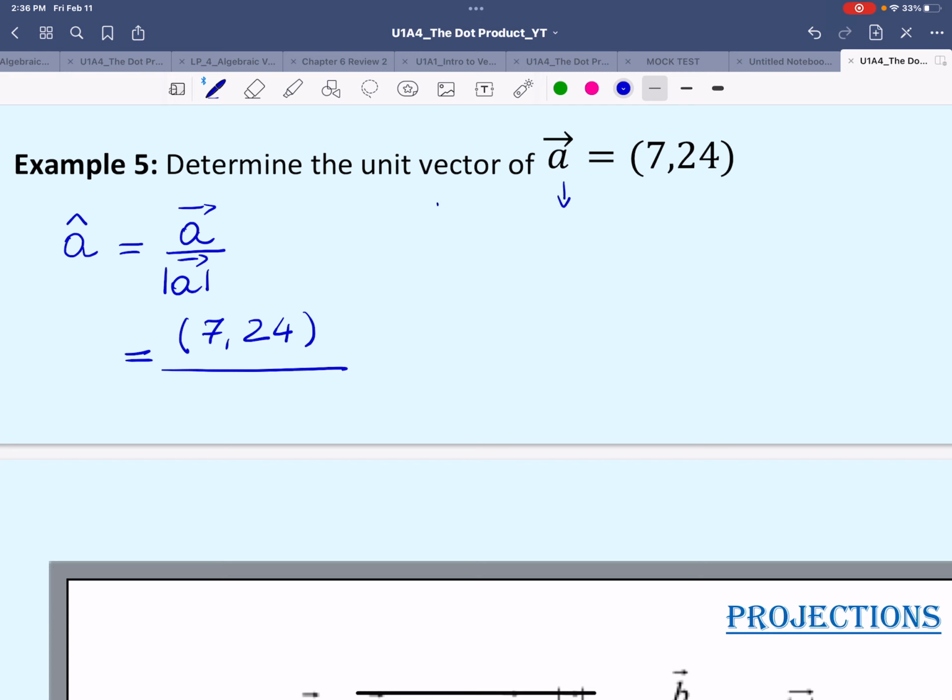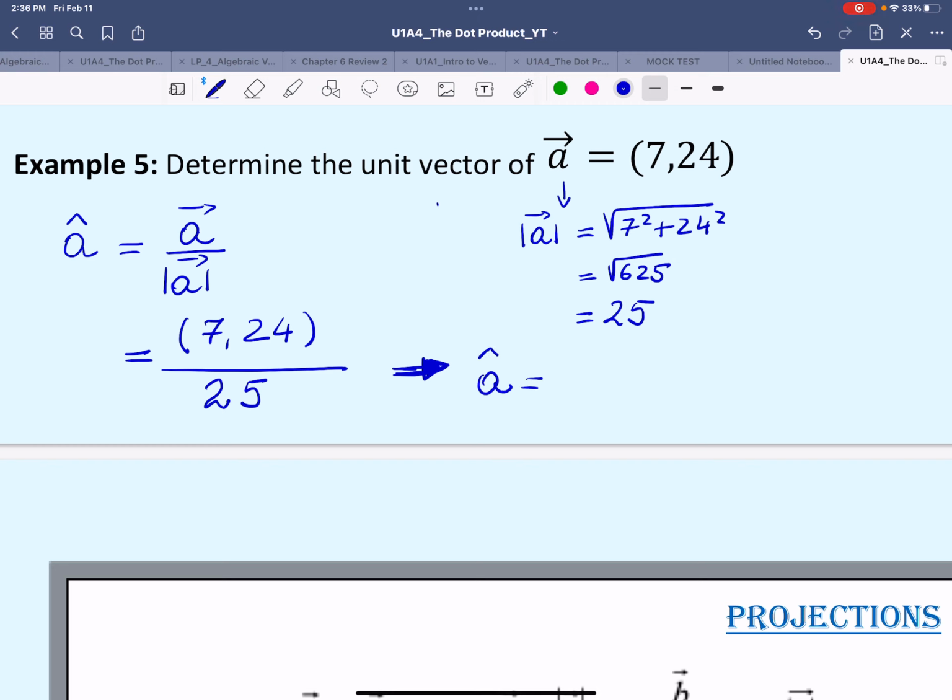Knowing the coordinates of vector a, we can say the magnitude of it will be the square root of 7 squared plus 24 squared, which is the square root of 625. That will give 25 units. So that means that unit vector a is (7, 24) divided by 25. Now, since the unit vector a is a vector, we determine the coordinates based on this formula.